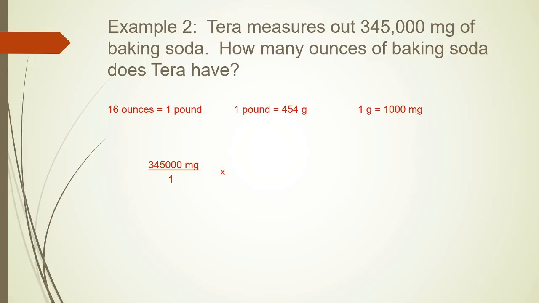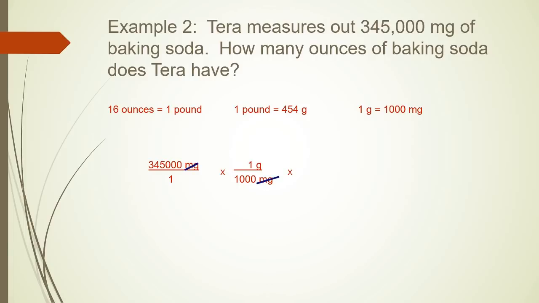So if I start with what I'm given, 345,000 milligrams, I'm going to multiply that by one of these conversion factors. Now I need to go from milligrams to something, so I'm going to start with the milligrams to grams. And I line it up again so that the milligrams in the numerator, the milligrams up top, is going to cancel with the milligrams in the denominator or bottom of the next fraction. Milligrams go away, I'm left with grams.